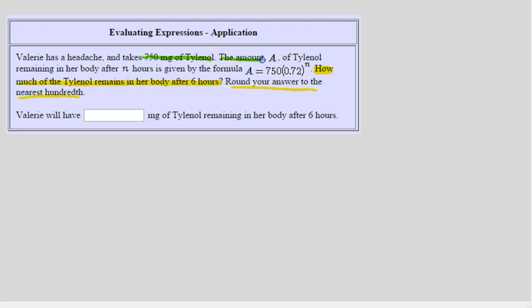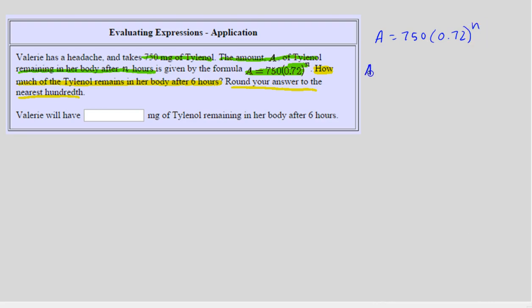Now they tell us the amount A of Tylenol remaining in her body after n hours is given by this formula. Okay, so the formula is going to be important. I'm going to write it over here. And in addition to the formula being important, we need to know what these letters represent in the context of the problem. And this will be given to you, but I highly recommend that you write it out anyway.